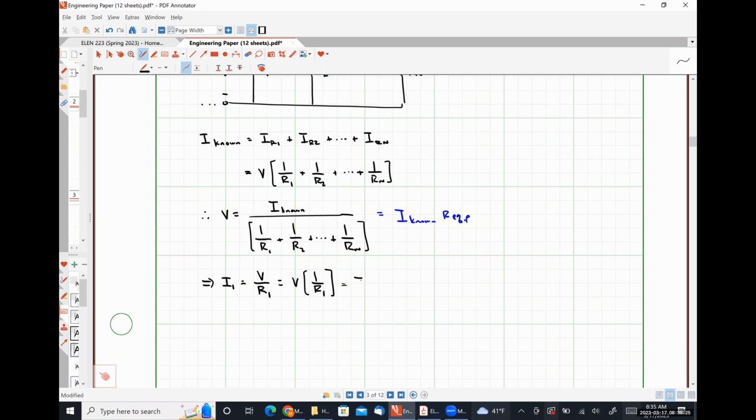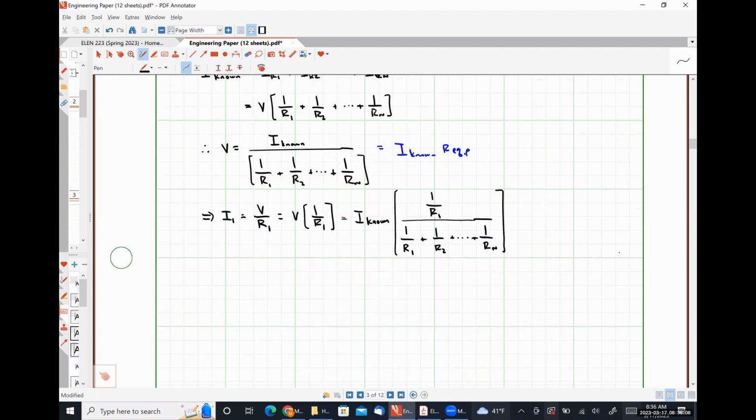Or substituting in our relationship for V, we're going to have I known times a ratio, much like we had for voltage division, where we're going to have 1 over R1 in our numerator, and then 1 over R1 plus 1 over R2, all the way out to 1 over R sub n in our denominator. So we have a very similar form as we had for voltage division, except that instead of the resistor values, we're adding the sum of the reciprocal of the resistor values.